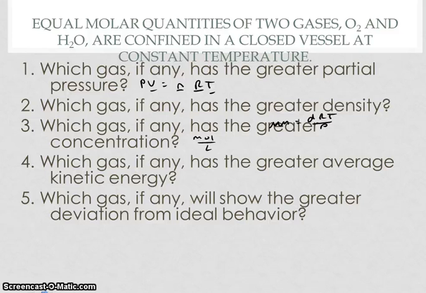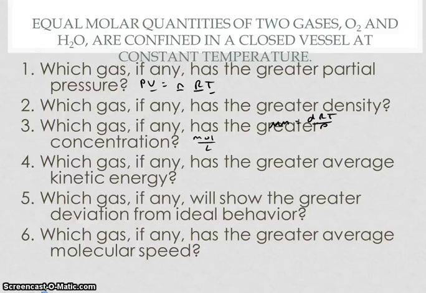Five says, which gas, if any, will show the greater deviation from ideal behavior? When we look at water molecules, because they're polar molecules, they're going to tend to be attracted to each other. Oxygen molecules are nonpolar. They're not going to have much of an attraction for each other. So since we've got an attraction between the water molecules, there's going to be a greater interaction between them, so they're going to deviate the most from ideal behavior.